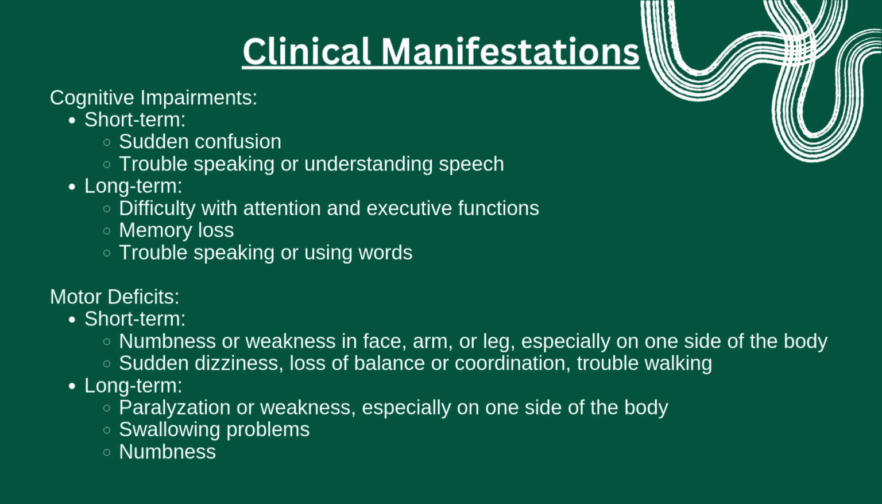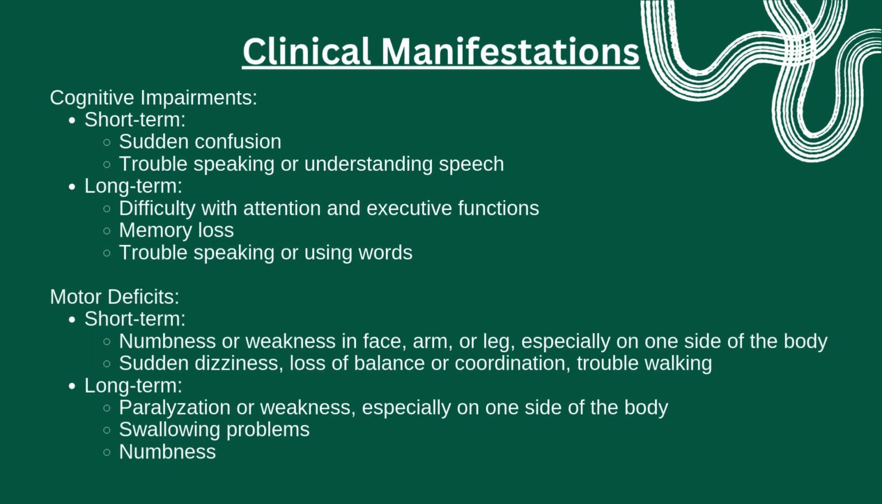So, first, cognitive impairments. In the short term, as the event is happening, you can have sudden confusion or sudden trouble speaking or understanding speech. This can be slurred speech or aphasia, which is like word salad. Long term, after the event has happened, there can be lasting difficulty with attention and executive functions. There can be memory loss or continued trouble speaking or using words.